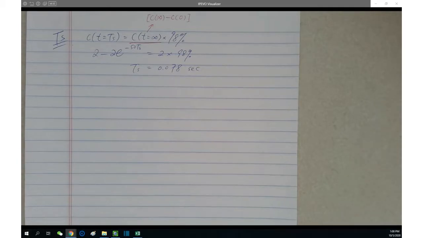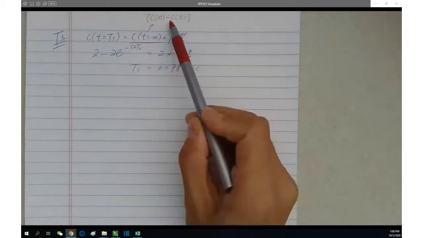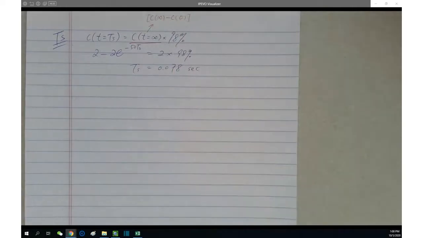Now, of course, in this particular example, the initial value is zero. That's why you're directly using the percentage times the final steady state value. Of course, it worked. Okay. However, if the initial value is not zero, you cannot easily do this. You have to involve the initial value here. So any questions before we go through an example, including a non-zero initial value? Any questions?